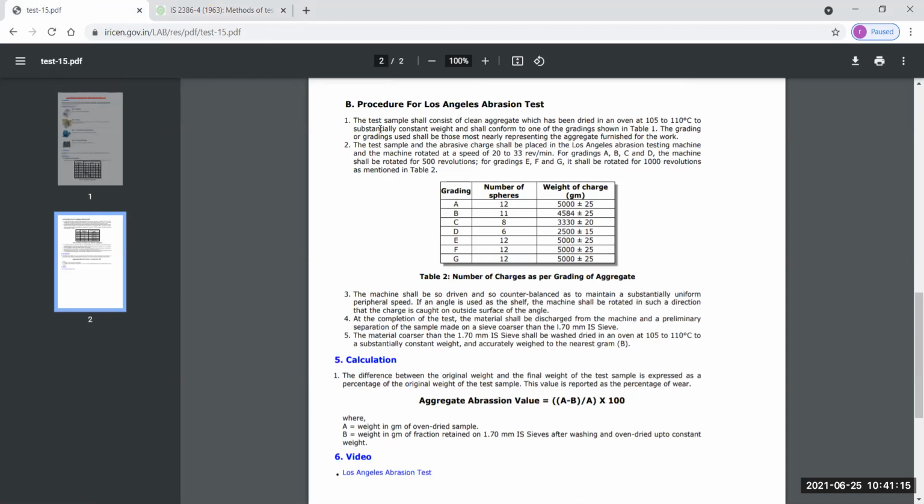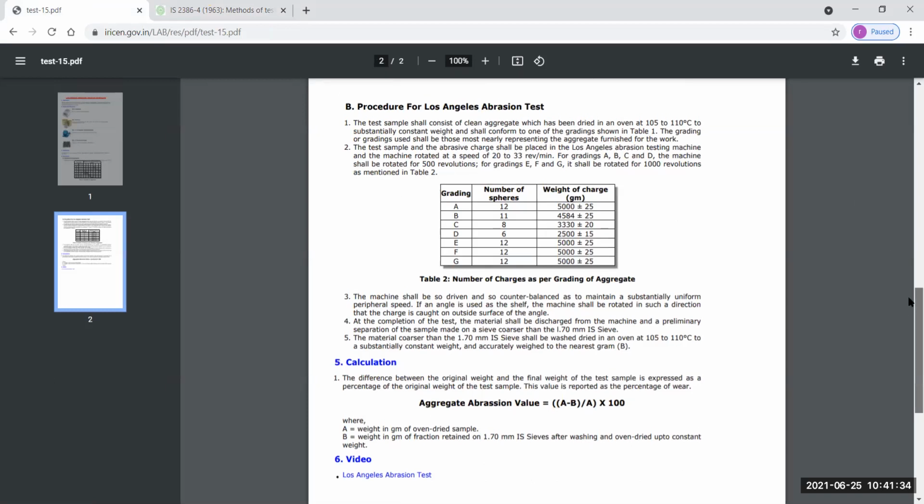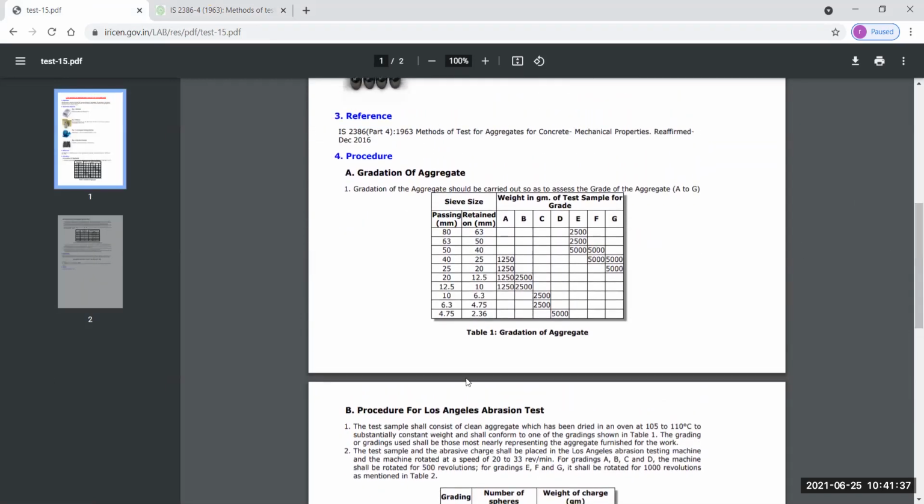So here, the test sample shall consist of clean aggregate which has been dried in an oven at 105 to 110 degrees Celsius to substantially constant weight and shall conform to one of the gradings shown in Table 1. I already showed you in Table 1 how the gradation of the aggregate is done. So these are the gradings of our aggregate. The grading or gradings used shall be those most nearly representing the aggregate furnished for the work.